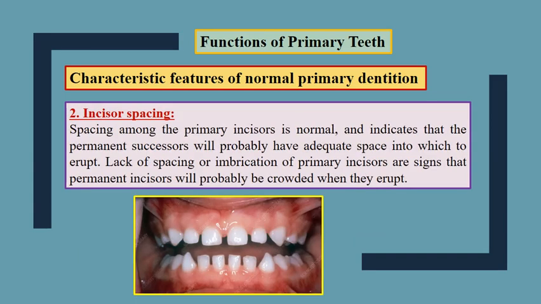Incisor spacing. Spacing among the primary incisor is normal and indicates that the permanent successors will properly have adequate space into which to erupt.